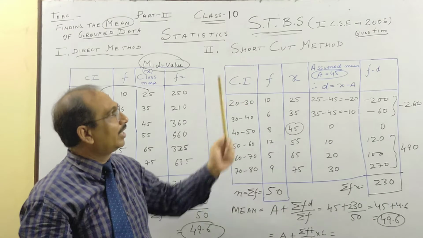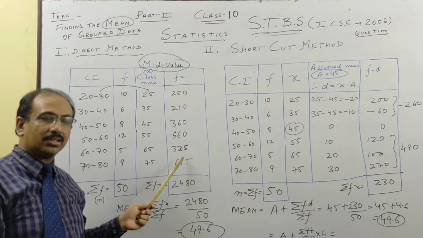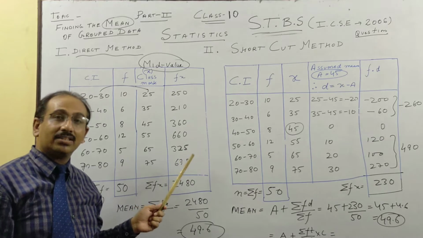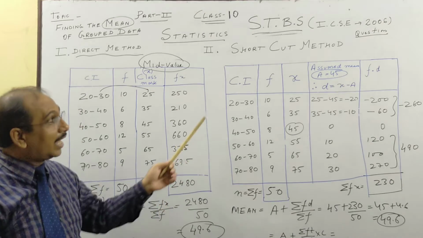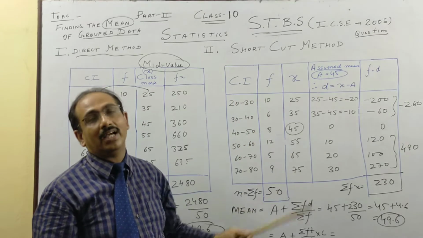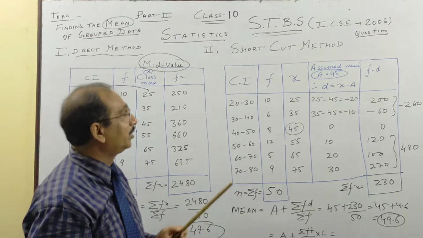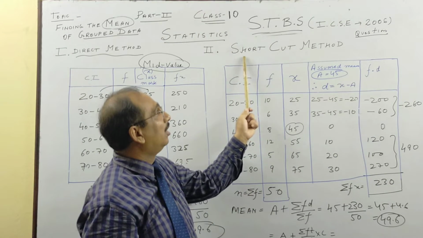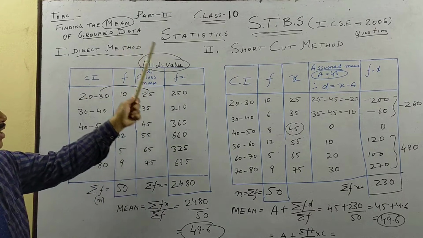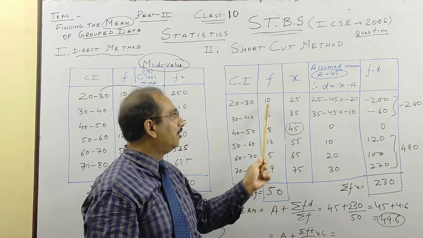Now next, what we call the shortcut method. Here there is a lot of calculation, and when you have more calculation, the chances of making mistakes are more. So we move on to the second method with lesser calculation, and the third where you will see lesser than that. See how we go about it. The second method is called the shortcut method of finding the mean of grouped data. This is grouped data with frequency.